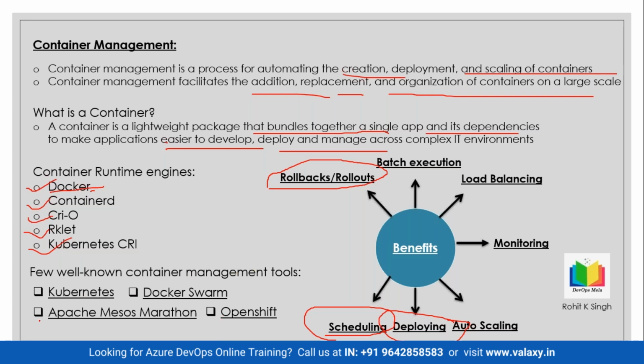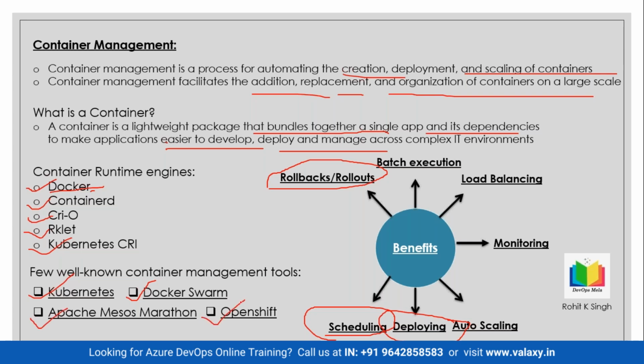So Kubernetes is what? It's a container management orchestration tool. Now what exactly this word orchestration is, we'll understand. But along with Kubernetes, we have Docker Swarm. This is in-house. If you're using Docker, then you have Docker Swarm also, which can help you with container management activity. We also have Apache Mesos Marathon, and OpenShift.